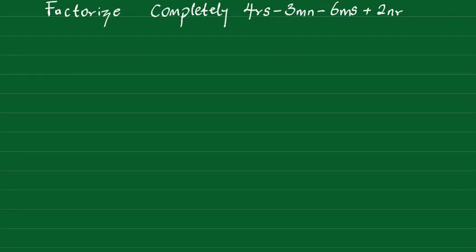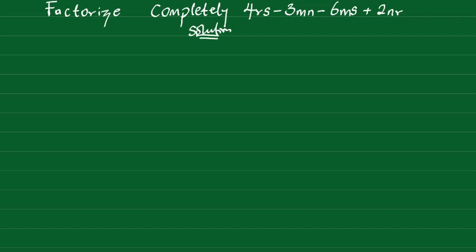Today we have a question from PCE 1995, question 17, where we've been asked to factorize completely 4rs minus 3mn minus 6ms plus 2nr. Quickly, we'll dive into this by writing solution.